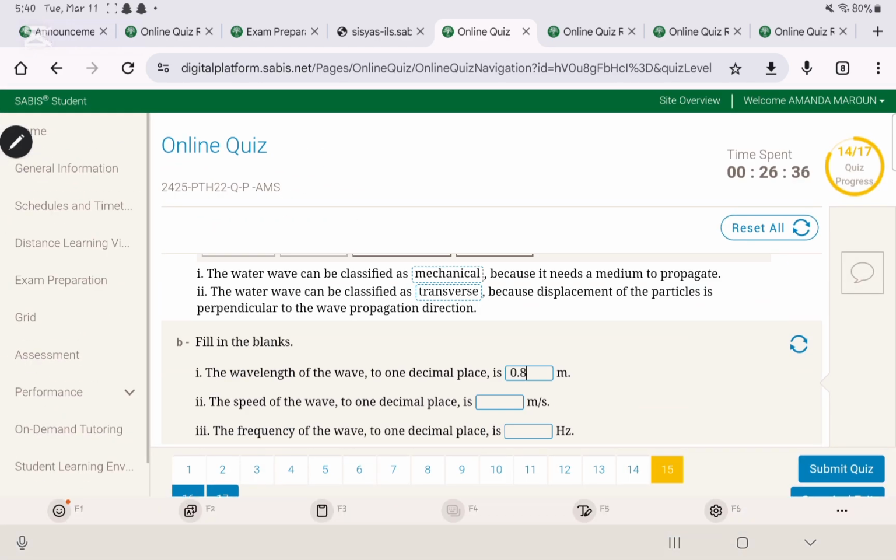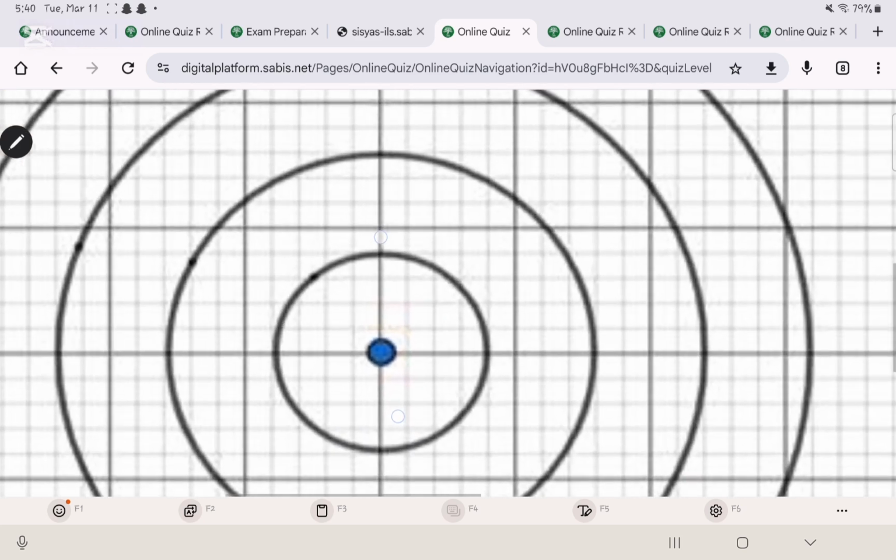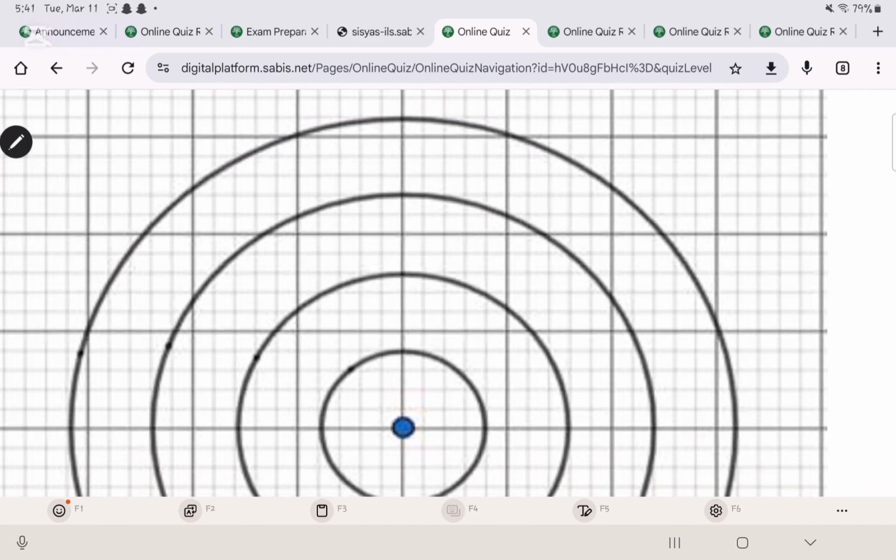Now, for the second part, this is very tricky, so please pay attention. They said the speed of the wave to 1 decimal place. To find the speed of a wave, we know that it's going to be the wavelength over the time. But we don't have the time of one wavelength. We actually have the time of the full wavelength. But the full wavelength will not be from crest to crest anymore. It will be from the center, the starting point, to the final point. You do not consider the point of the center.